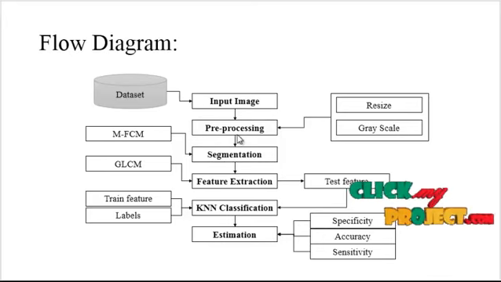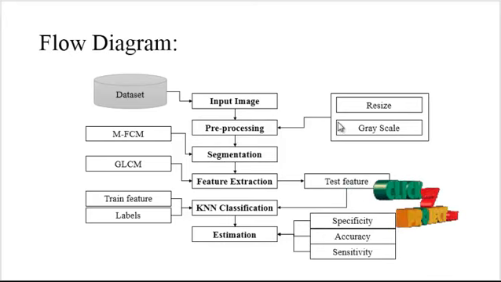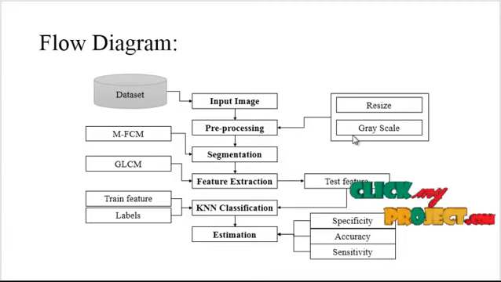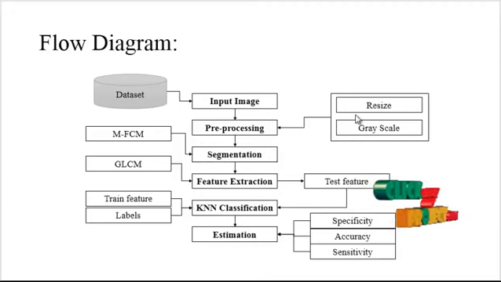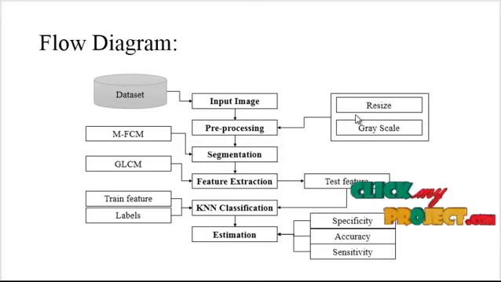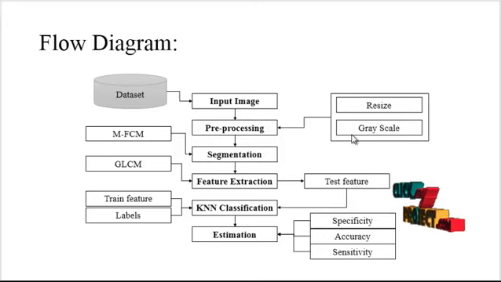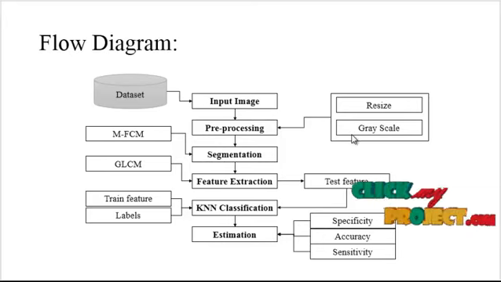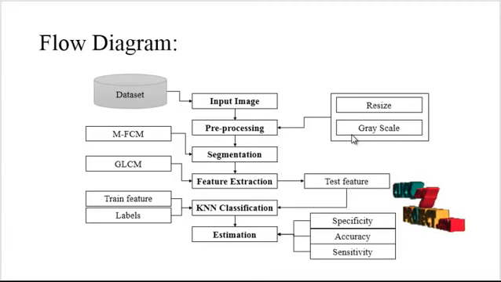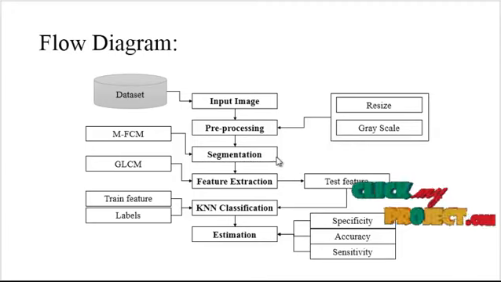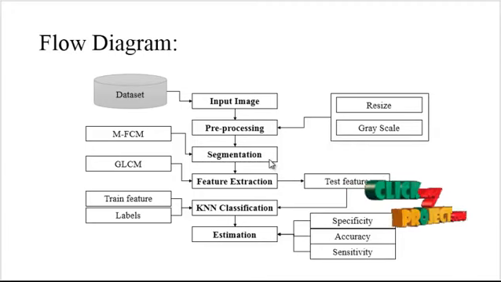In this pre-processing, we have two kinds of pre-processing. One is image resize, and the other one is grayscale conversion. In image resize, the image will be resized using aspect ratios to maintain the size of the image. After that, the image is converted into a grayscale format. If the input is in RGB form, it will be converted into grayscale form. After that, the third step of the process is the image segmentation.